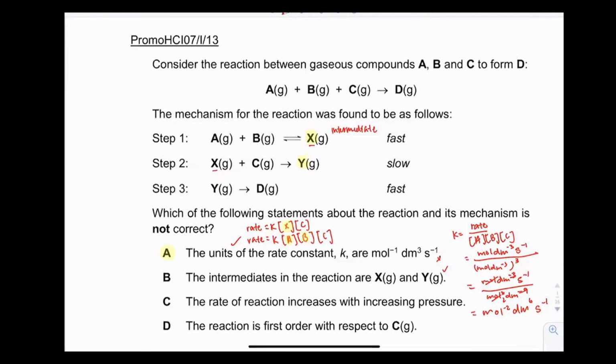Lastly, D. The reaction is first order with respect to C. That is correct. So from the rate equation, we've established that our reaction is first order with respect to A, B, and C. So therefore, overall, it is a third order reaction. Hence, D is right. Therefore, the answer is A.